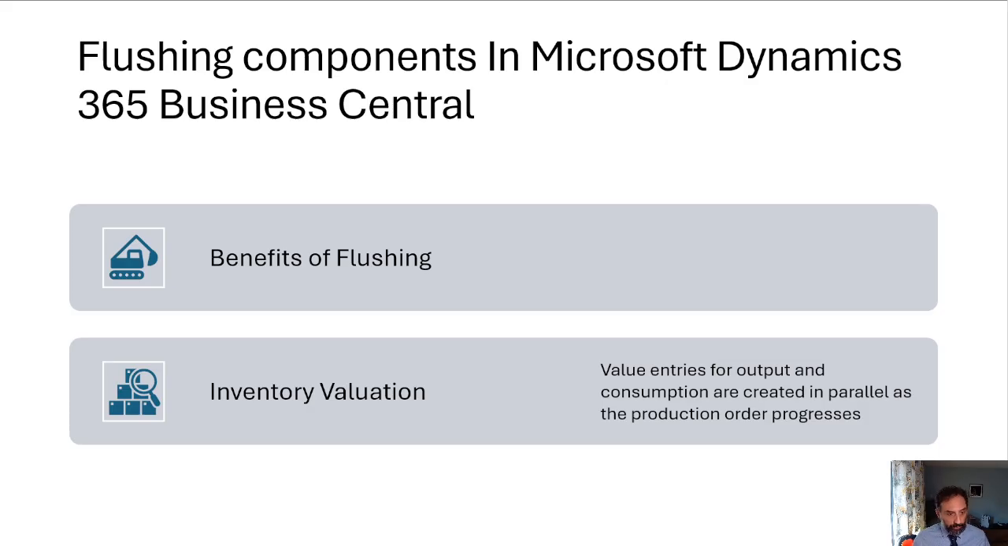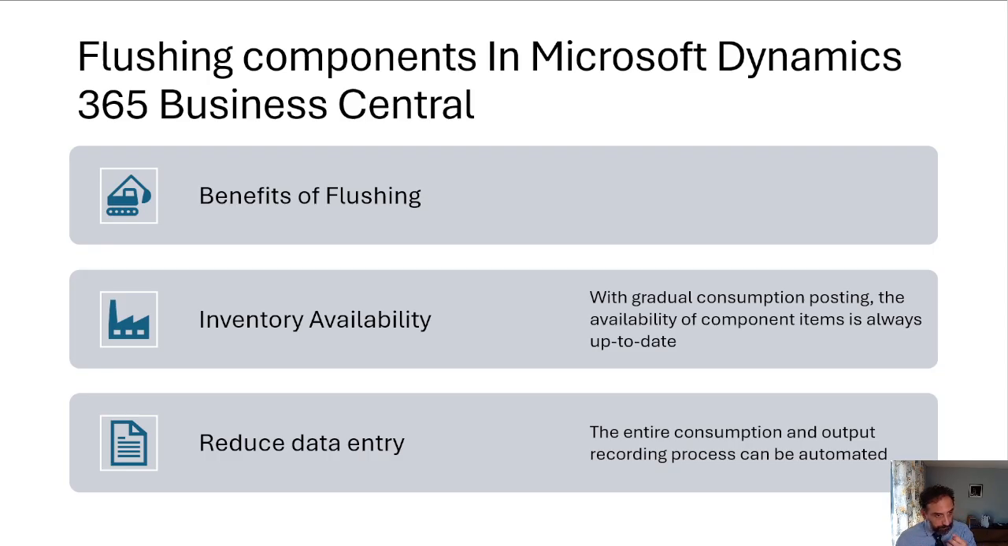So what are the benefits of using flushing methods? Well, the first one is in inventory evaluation. That's because value entries, which is the valuation of your inventory transactions, in this case inventory decrease, right? Consumption of components means minus one piece, minus two boxes of certain components. So the valuation of those inventory transactions is created in parallel as the production order progresses, right? So as we progress through the production life cycle, when my output and my consumption are in parallel, there is that kind of automation, and inventory valuation is always accurate.